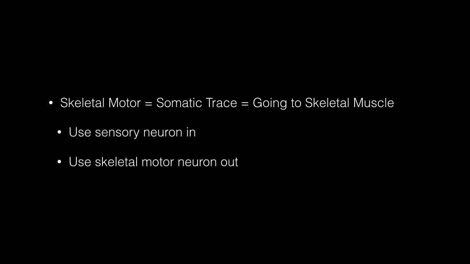All right, so we'll get into nervous traces here, and we're going to start with the somatic traces. So again, somatic traces are controlling skeletal muscle, and we use skeletal motor neurons. So anytime we're using a skeletal motor neuron, that means it's a somatic trace, and that means we're going to skeletal muscle. These are pretty basic. You use a sensory neuron in to the central nervous system, and use a skeletal motor out.